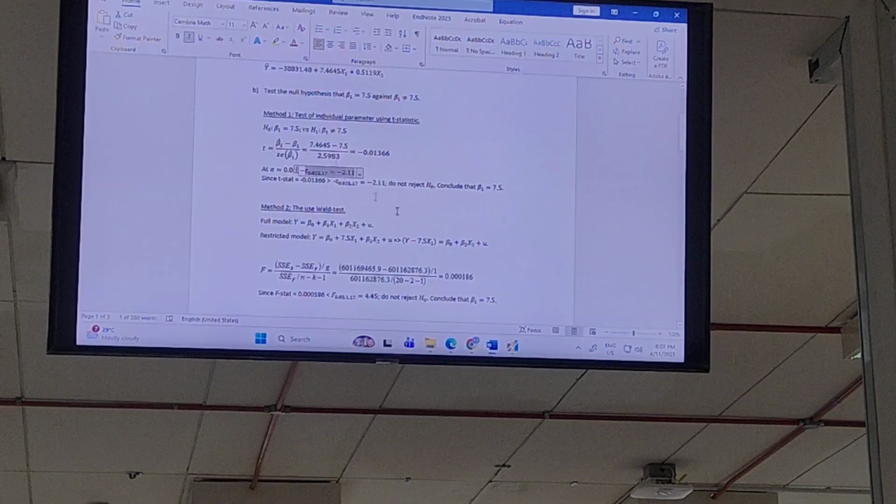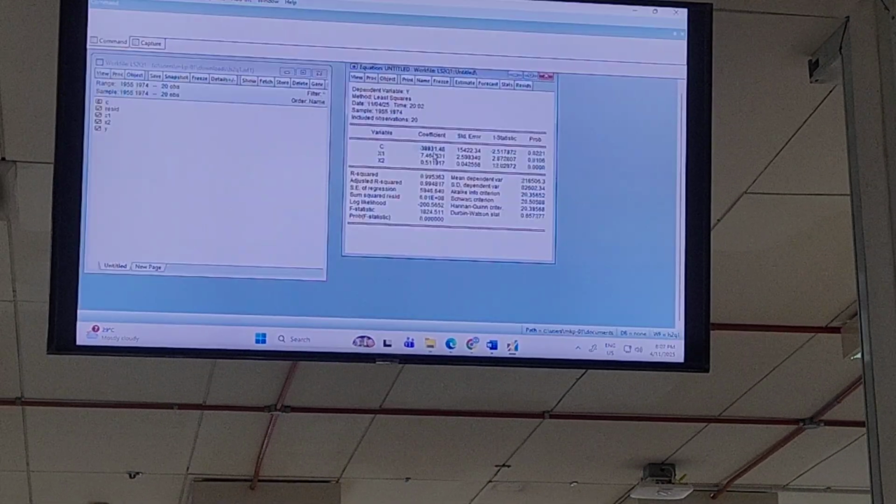K is the number of X, so we have 2 X's, and then minus 1 for the intercept. The intercept also needs to be estimated. So sample size minus 3 parameters to be estimated. So minus 2 minus 1, so minus 3. 20 minus 3 is 17. Okay, 17, you refer to the T table.